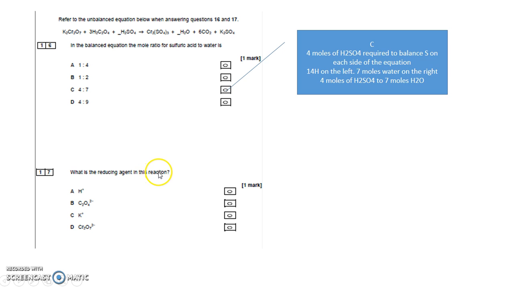What is the reducing agent in this reaction? Now, a reducing agent causes something else to be reduced. So if something else is being reduced, the reducing agent is oxidized. Reduction is gain of electrons, OIL RIG, oxidation is loss. So if something is being reduced and gaining electrons, something's been oxidized to lose the electrons to give to the thing that's been reduced. So the reducing agent causes reduction, and in the process it is oxidized.